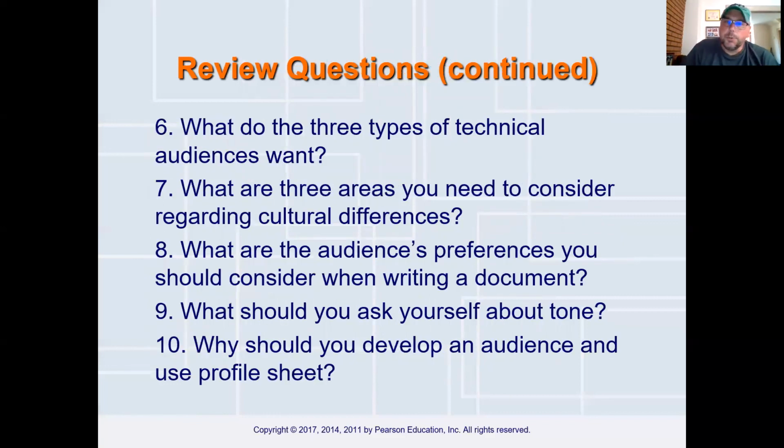6, what do the 3 types of technical audiences want? 7, what are 3 areas you need to consider regarding cultural differences? 8, what are the audience's preferences you should consider when writing a document? 9, what should you ask yourself about tone? 10, why should you develop an audience and use profile sheet?